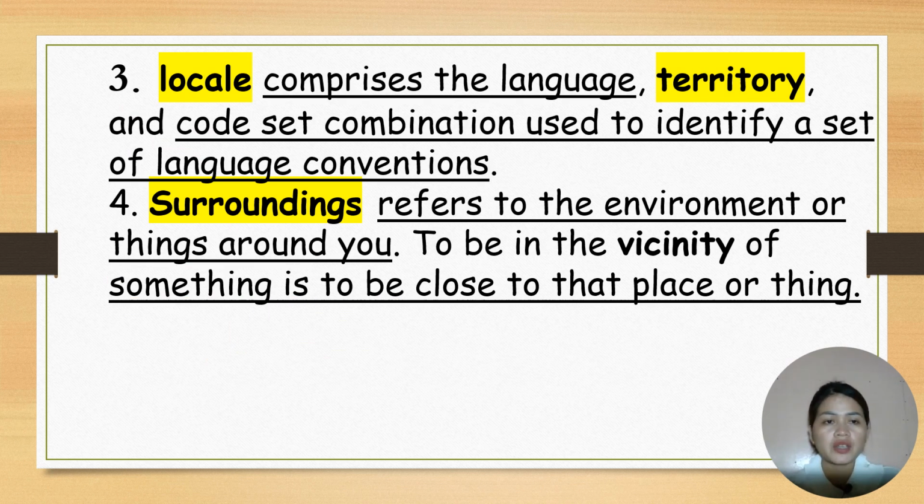We also have here the locale, which comprises the language, territory, and the code set combination to identify a set of language conventions. And surroundings refers to the environment or vicinity around you. To be in the vicinity of something is to be close to that place or thing. Okay, do you know now the meaning of the following words?